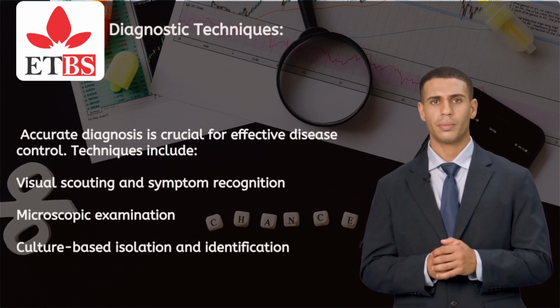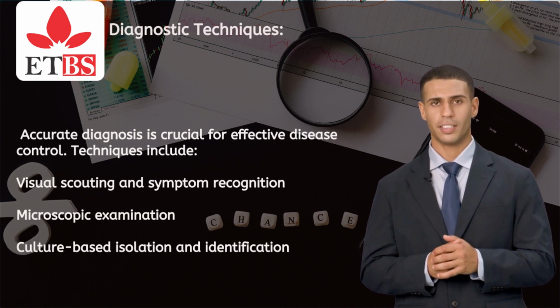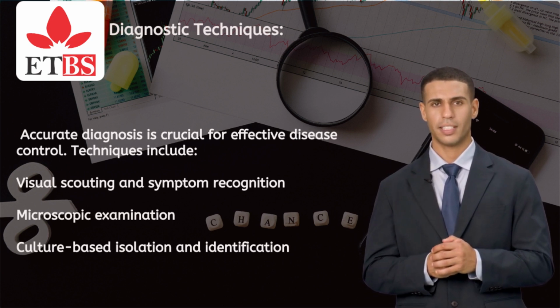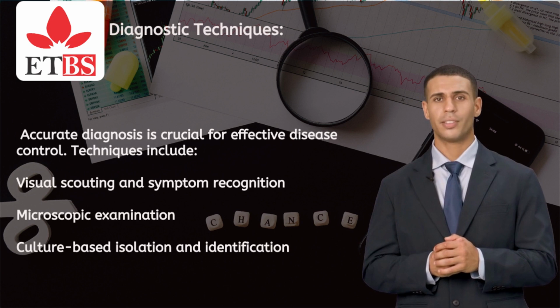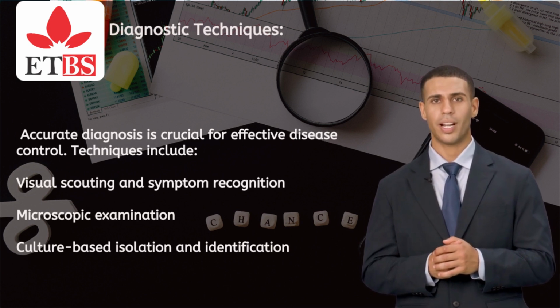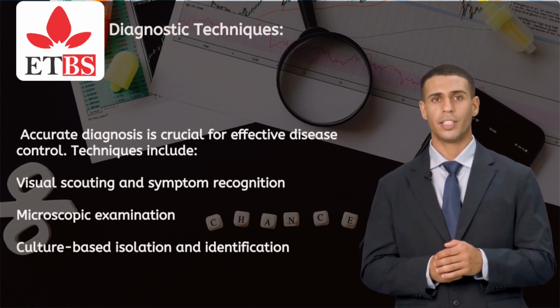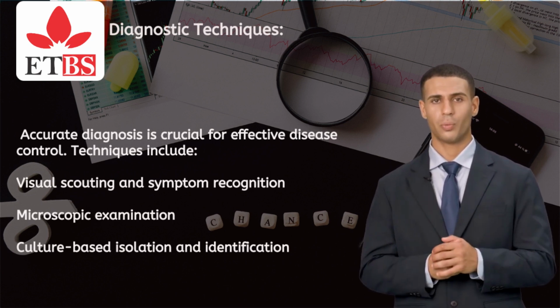Learning outcomes. By the end of Module 4, you will be able to identify and classify major crop diseases based on symptoms, signs, and causal agents. Explain the biology, life cycle, and infection mechanisms of pathogens affecting crops. Analyze the influence of environmental and host factors on disease development. Apply diagnostic techniques to accurately identify crop diseases. Design and implement integrated disease management strategies for sustainable crop protection.